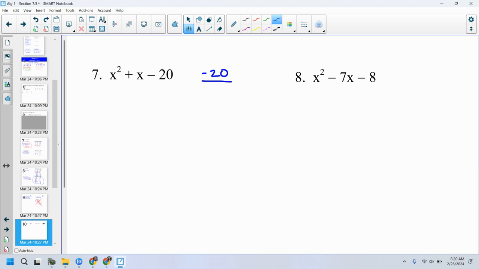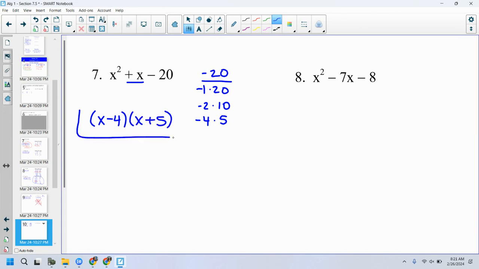Now, this is a tricky one. No pun intended. So if you need to write out your list, you can. -1 times 20. What's the sum there? 19. It's going to work. -2 times 10. What's the sum there? 8. That's not going to work. -4 times, oh, bingo. What's the sum there? 1. Is that going to work? That's exactly what we wanted in the middle. So we say x minus 4, x plus 5. See, do you see how I can work my list until I find what I need? You don't have to write out the entire list.